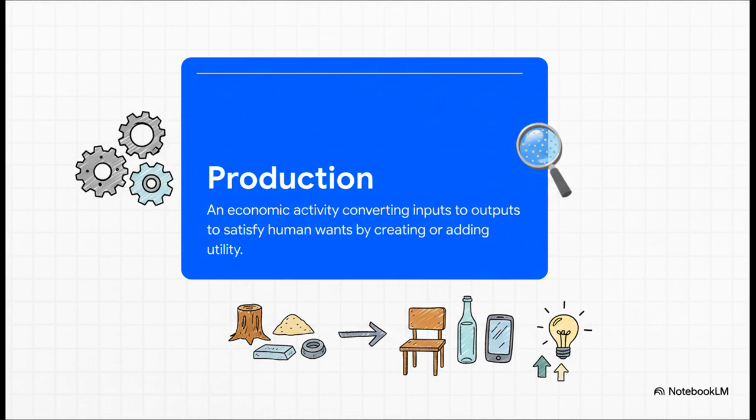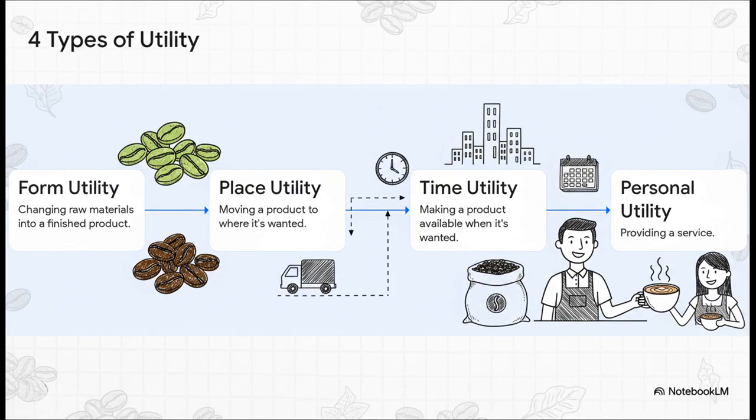We're not talking about creating matter out of thin air here, right? It's all about taking stuff that already exists and transforming it into something that we actually want, something more valuable. And this is where it gets really interesting, because this value we're talking about, it's not just one thing. Nope, it's created in 4 totally different ways.